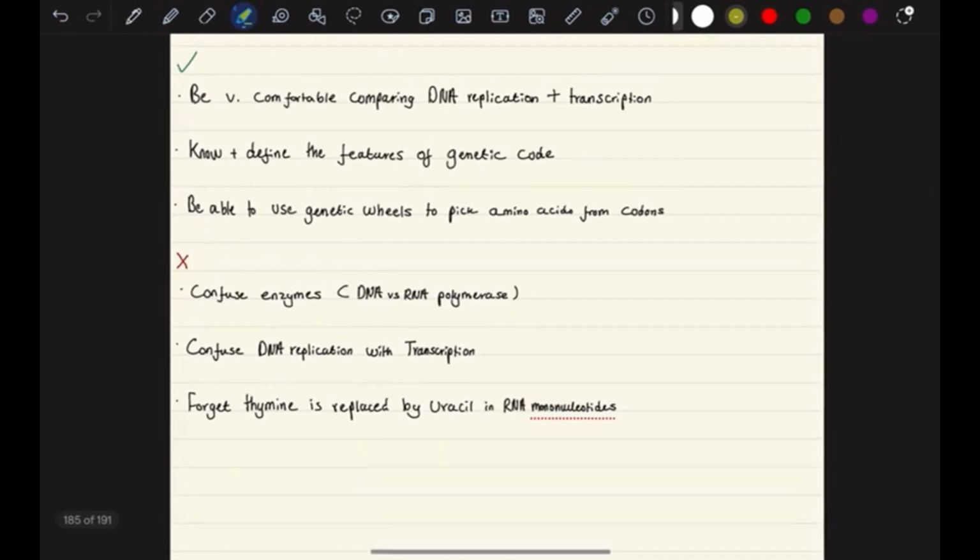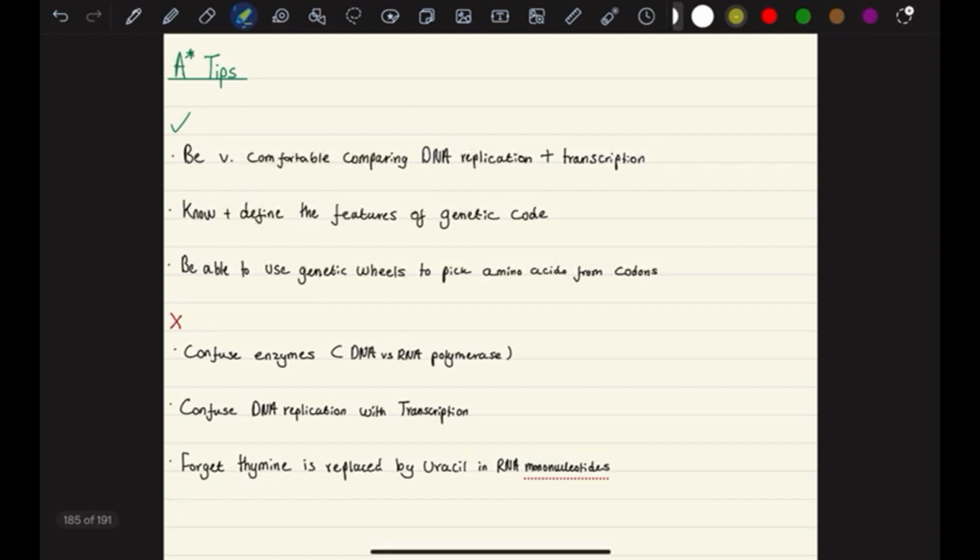It was a rough day at the office thinking about the exam tips, but we got a few for you. Be very comfortable comparing DNA replication and transcription. Guys, just because of how common that question is, I would have an answer literally just ready to go off the bat as soon as you enter the exam, just in case. Features of genetic code, those three things: non-overlapping, degenerate, universal. If it comes up, it's marks that you really don't want to miss out on. So just remember those three in your head.